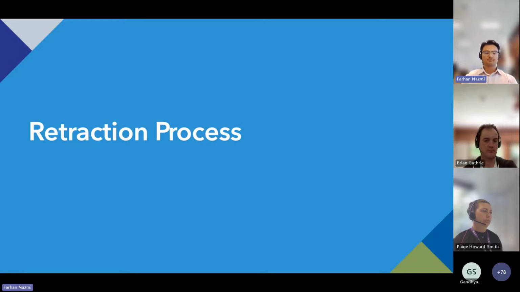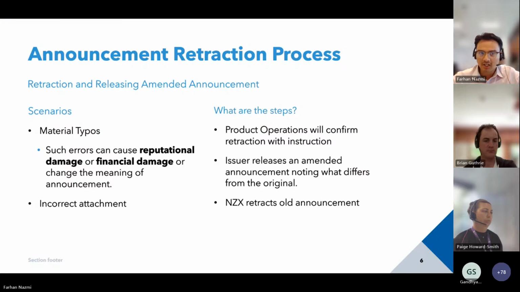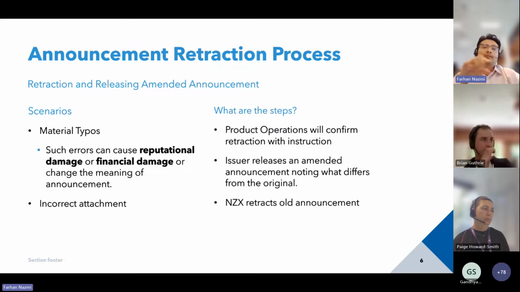Retraction process. So this is the process for announcement retraction. So why do we do this? This is because if an announcement with an error is released, the system flow is that everything that is announced will be going down the pipeline.